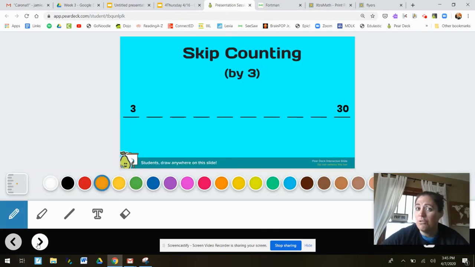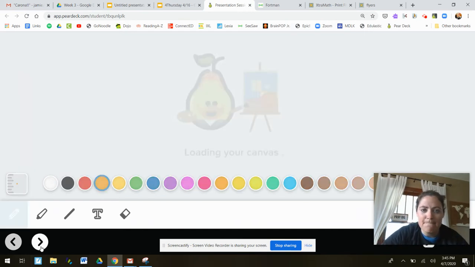Then skip counting. We jumped back to 3s. We don't want you to forget those. So show us what you have as far as skip counting by 3s, okay? Once you go through it, go through and do the count. 3, 6, 9. That's all I'm going to give you. You should know the rest, guys. You guys are killing it.